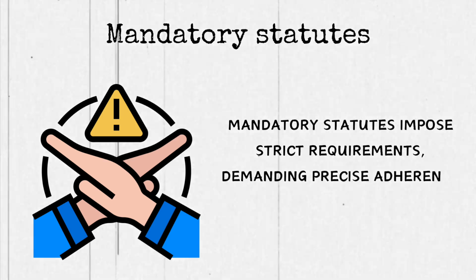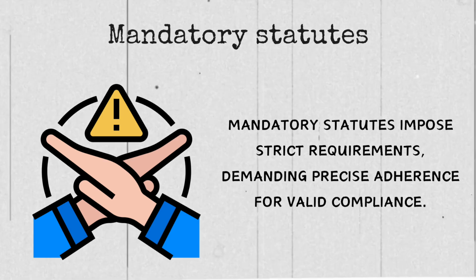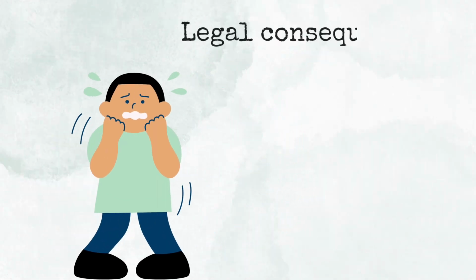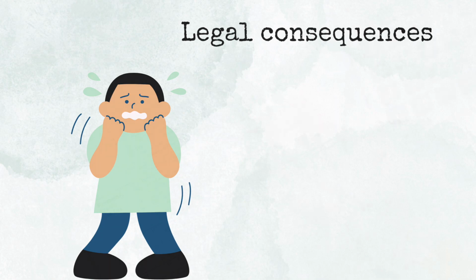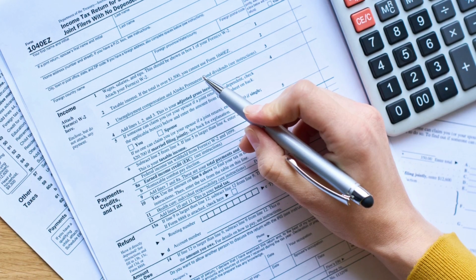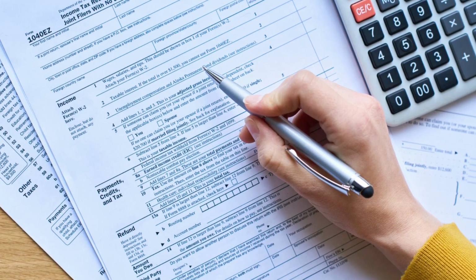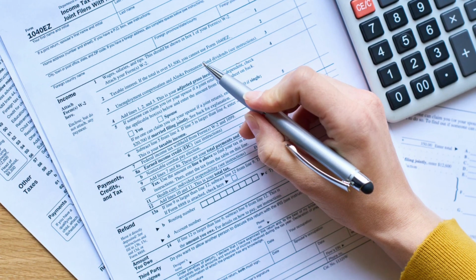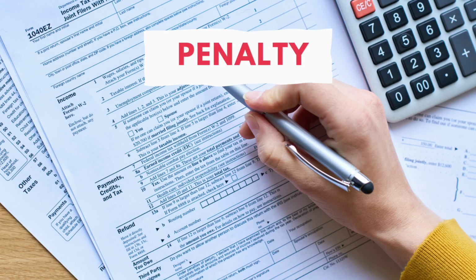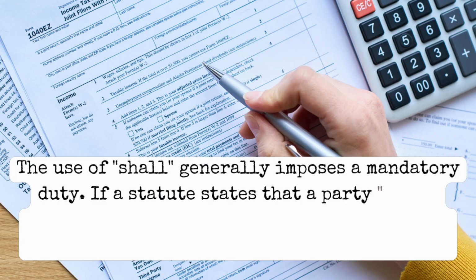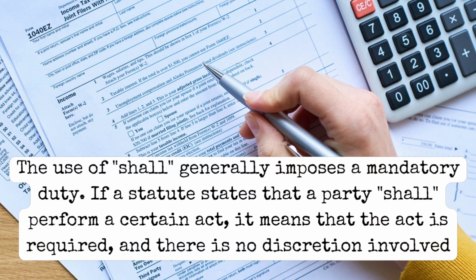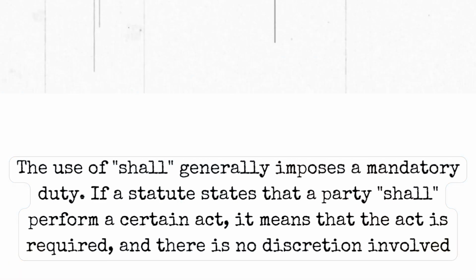Mandatory statutes. Mandatory statutes impose strict requirements demanding precise adherence for the valid compliance. Failure to follow these statutes often results in legal consequences. For example, a statute that mandates filing tax returns by a specific date illustrates a mandatory provision, as non-compliance may lead to penalties or legal action. The use of the word shall generally imposes a mandatory duty. If a statute states that a party shall perform a certain act, it means that the act is required and there is no discretion involved.